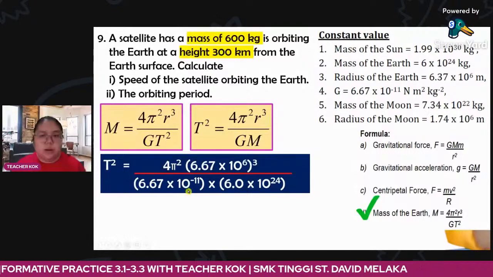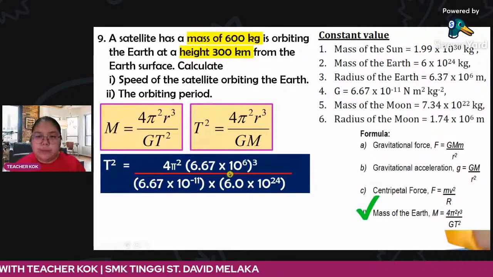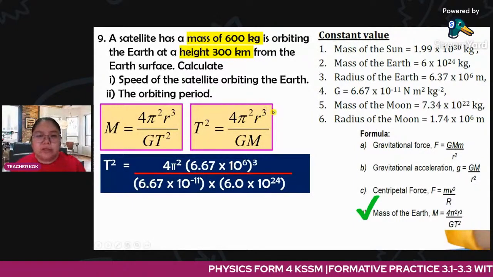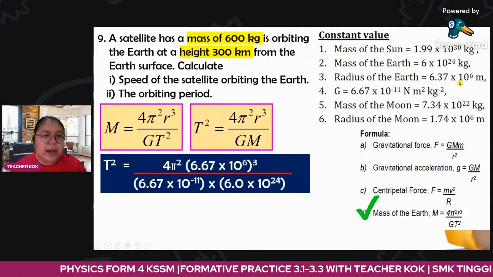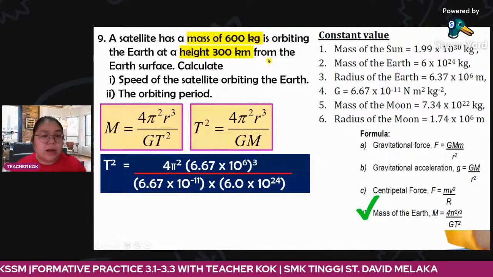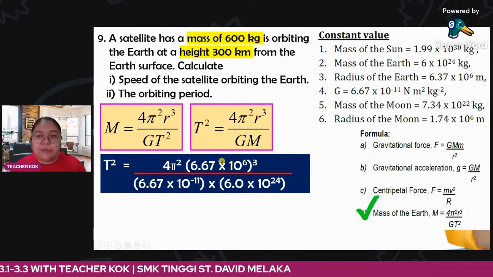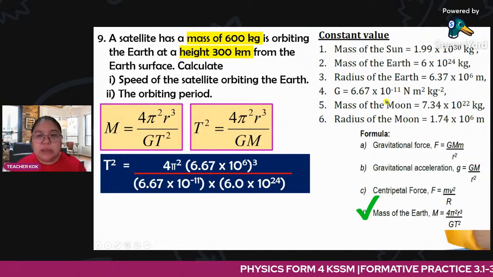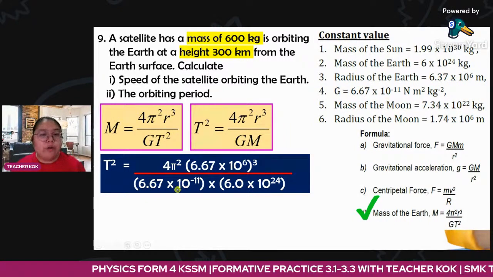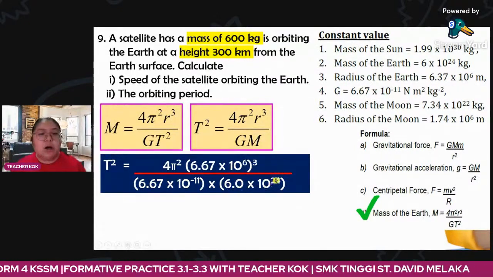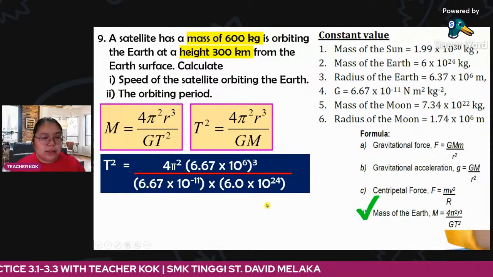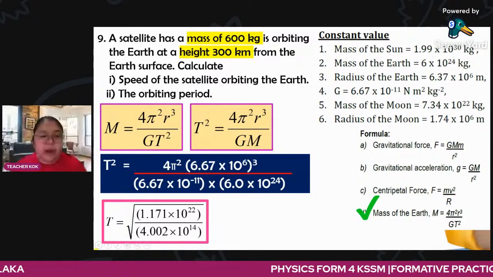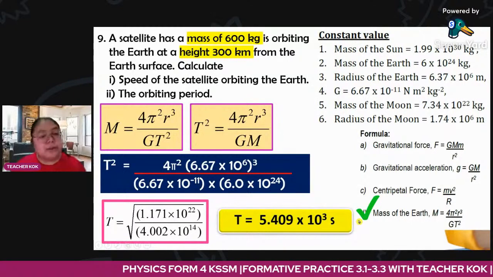Then after that, the bottom is GM. Okay, I think I need to show something. This one is 4 pi squared, then R cubed. R is what? R is the radius of the Earth plus 300 kilometers. I skipped the step already. So after you plus, you get 6.67. Remember, this one plus H, you need to do the extra step: 300 kilometers plus the radius of the Earth. Then you divide by G times the mass of the Earth. After that, you get T squared, you need to square root. After square root, you get the period, 5.409 times 10 to the power of 3 seconds.